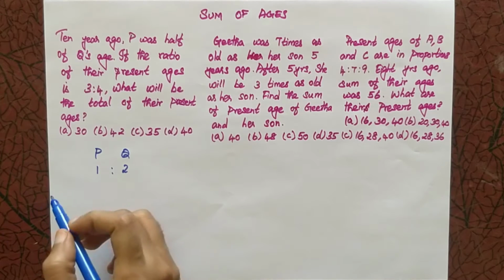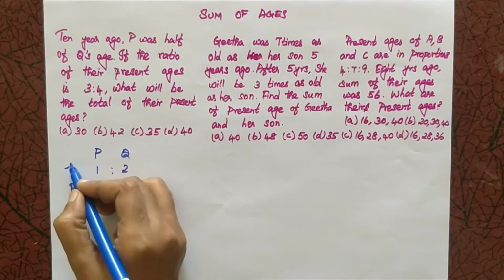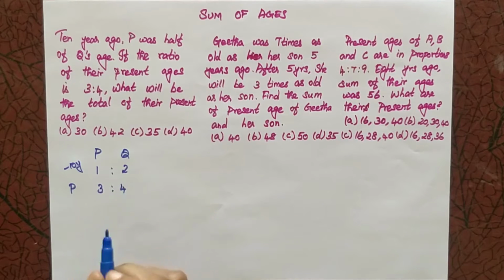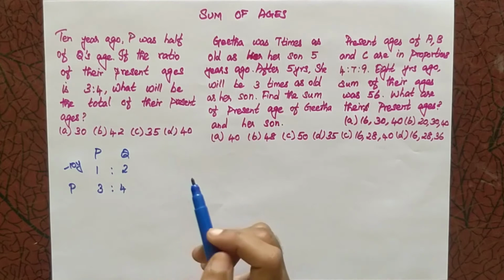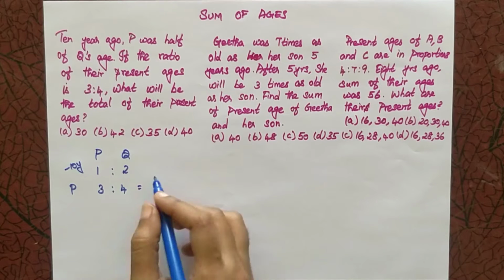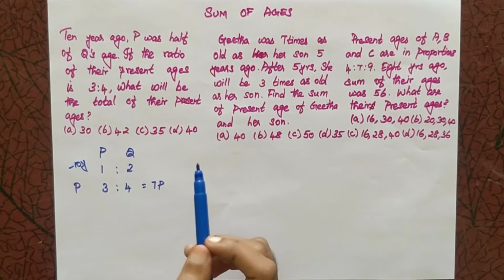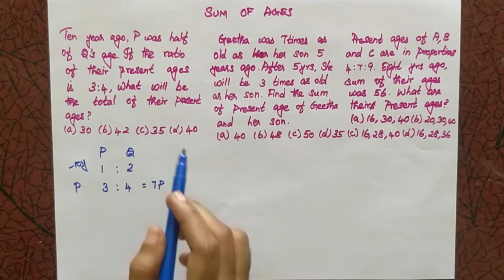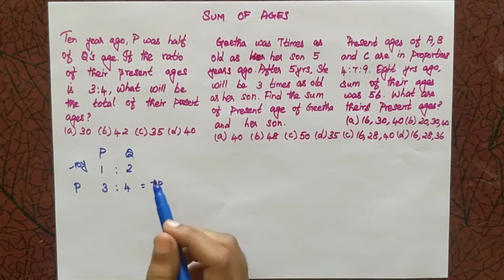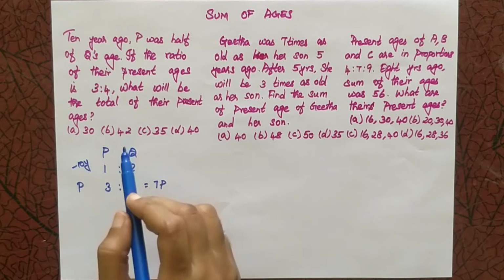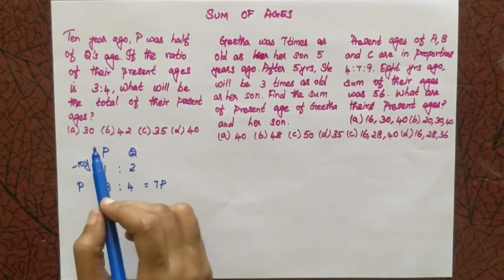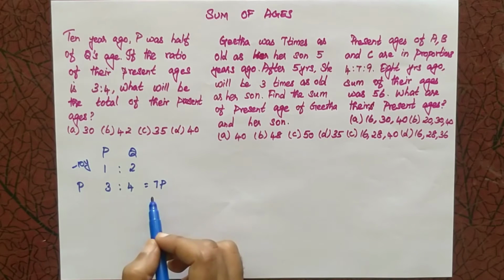If the ratio of their present age, so this is 10 years ago. The ratio is 3:4. So what will be the total of their ages? So the ratio is 3:4, so the total is 7 parts. So now we have to find the total of their ages. So the total parts are 7 parts. So we have to find the corresponding age. So we can just find the answer by seeing the options directly. So totally 7 parts. So we have to check which option is divisible by 7.